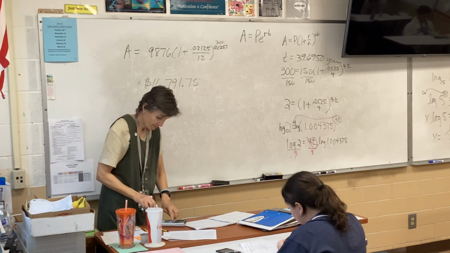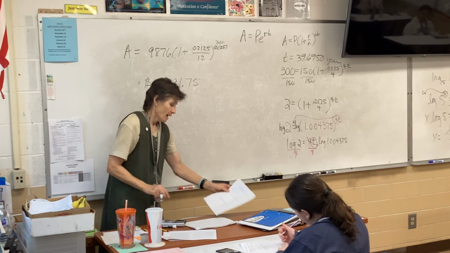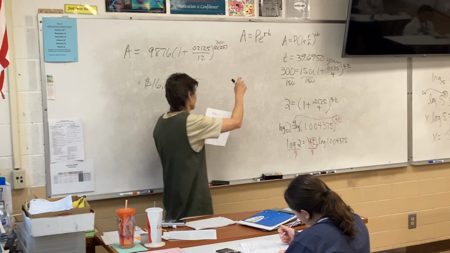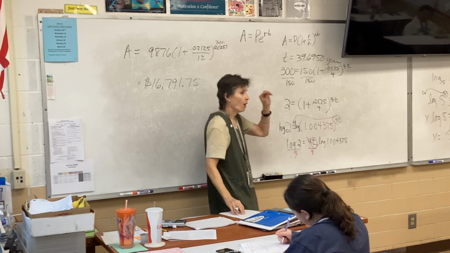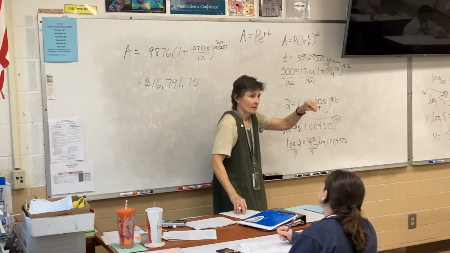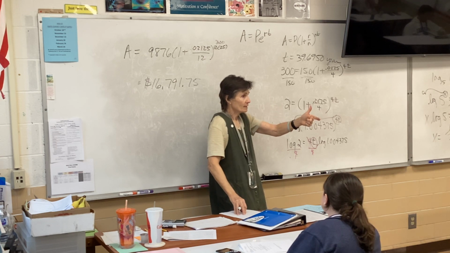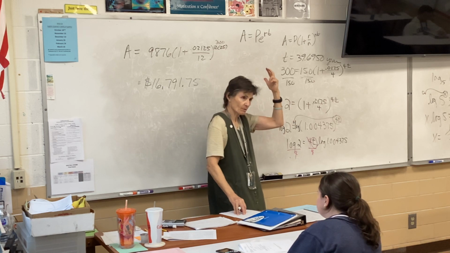One more problem, my friends. How long will it... what formula for this one? PERT. We know it's PERT because it's always PERT if it isn't money, or if it's compounded continuously. That is PERT, otherwise it's the other one.